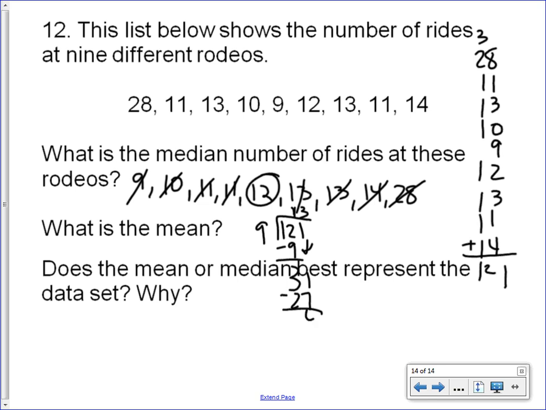I'm going to put a decimal and a 0. 9 goes into 44 4 times, which is 36, and I have another remainder of 4. So this is going to be a repeating decimal. Your mean is 13.4 repeating. Does the mean or median best represent the data set? The median does because of the outlier.